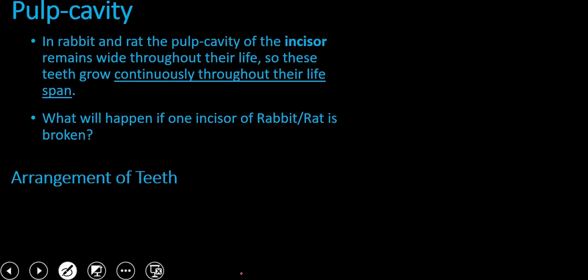Now the pulp cavity in rabbit and rat: the pulp cavity of the incisor remains wide throughout their life, so the teeth continuously grow throughout their lifespan. So what will happen if one incisor of a rabbit or rat is broken? The animal dies, because without incisors they are not able to gnaw anything and not able to consume their food. So that leads to the death of the animal.